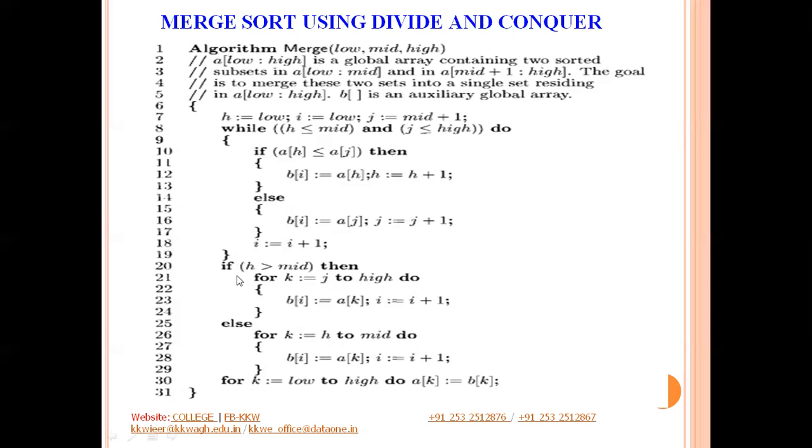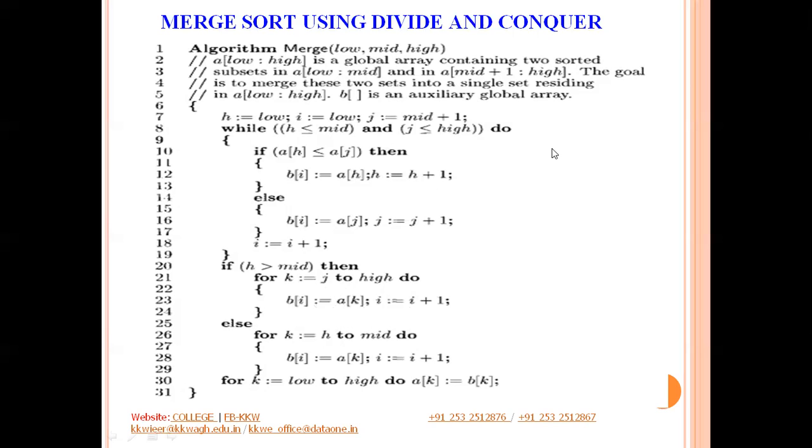So that is exactly what we are doing in the next if else part. Here in the if part, we are checking whether H has crossed the mid, that means whether H is greater than mid. If this is so, the only thing we have to do is copy all the remaining elements from the second list as they are. For k equal to j to high, copy all the elements, that is A of k into B of I, and increment I.